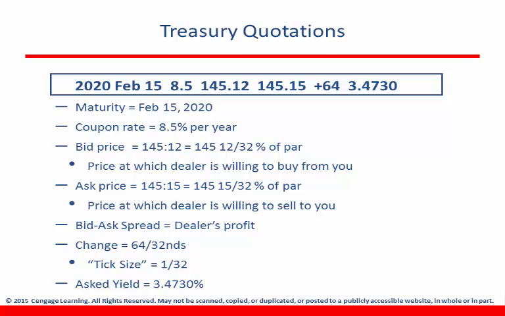Once again, the tick is the amount a price can change, right? So prices here are going to change in some kind of a fraction of 1 over 32, right? And the yield based on the ask price is 3.4730%. Okay, so there's all that information you need there.